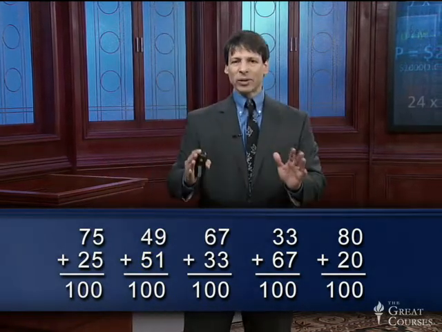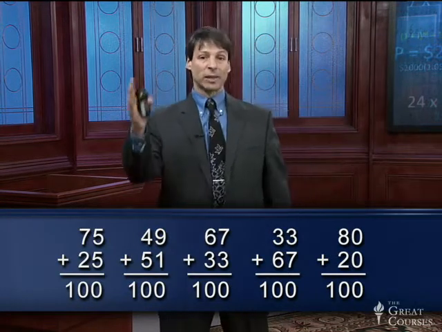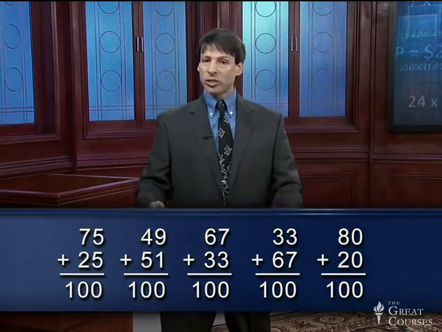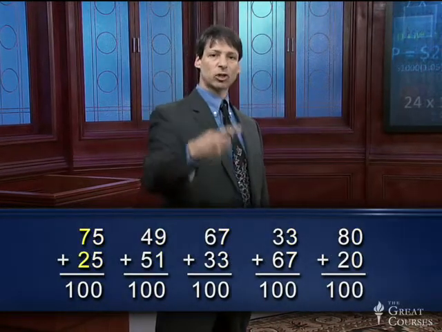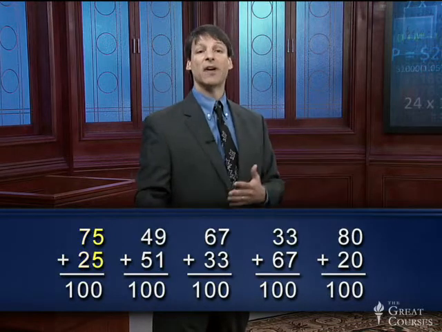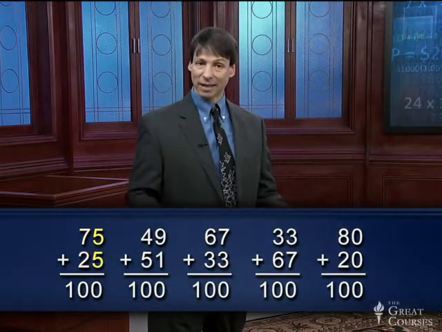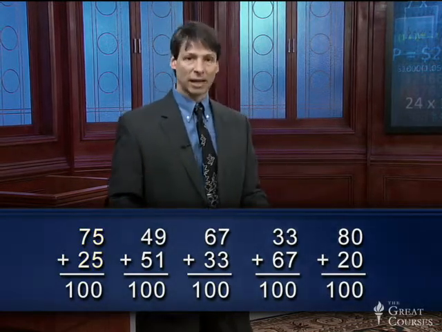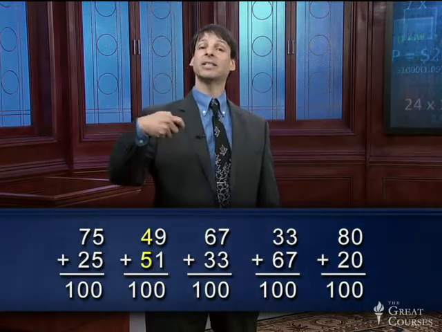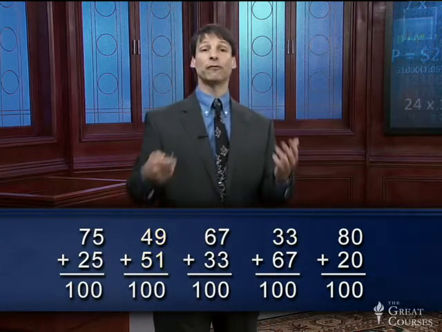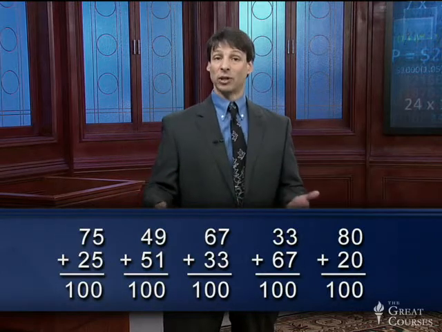The pattern is very simple, and we do it from left to right. The first digits add up to 9, and the last digits add up to 10. So for the complement of 75, notice 7 plus 2 is 9, and 5 plus 5 is 10. Look at the number 49. How do you find its complement? Well, 4 plus 5 is 9, and 9 plus 1 is 10. So the complement of 49 is 51.